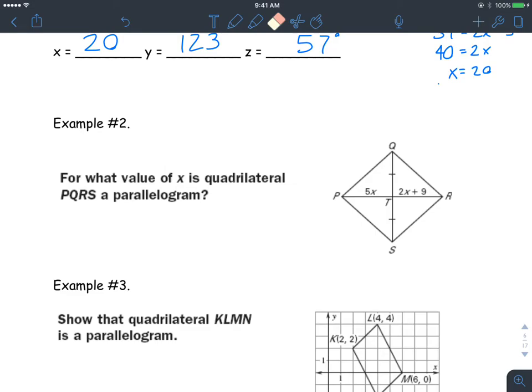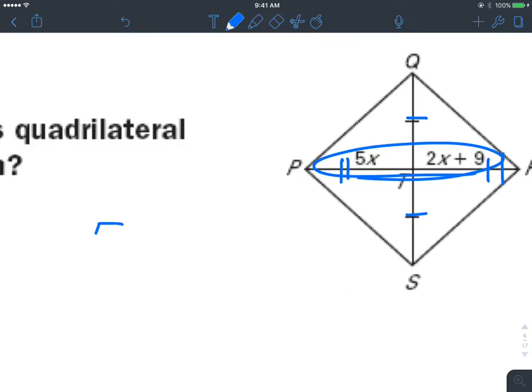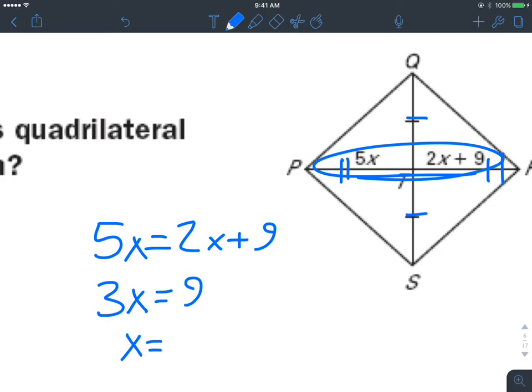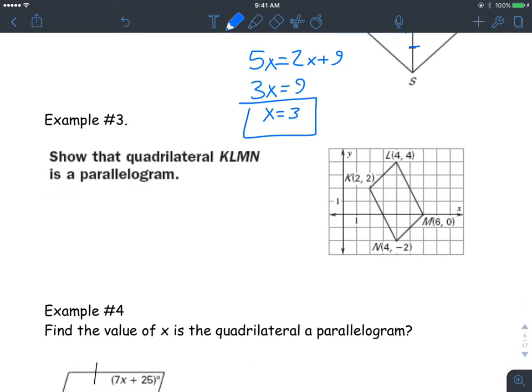For what value of x is the quadrilateral a parallelogram? So we know that the diagonals of a parallelogram bisect each other. So if these two were congruent, so if I can find a common x value between them, then we can say that these two pieces should be congruent. So all you do is just set them equal to each other, which is really not that bad. 2x plus 9, subtract over, you're going to get 3x equals 9, therefore x equals 3. It's pretty straightforward there on that one, not anything too wild.